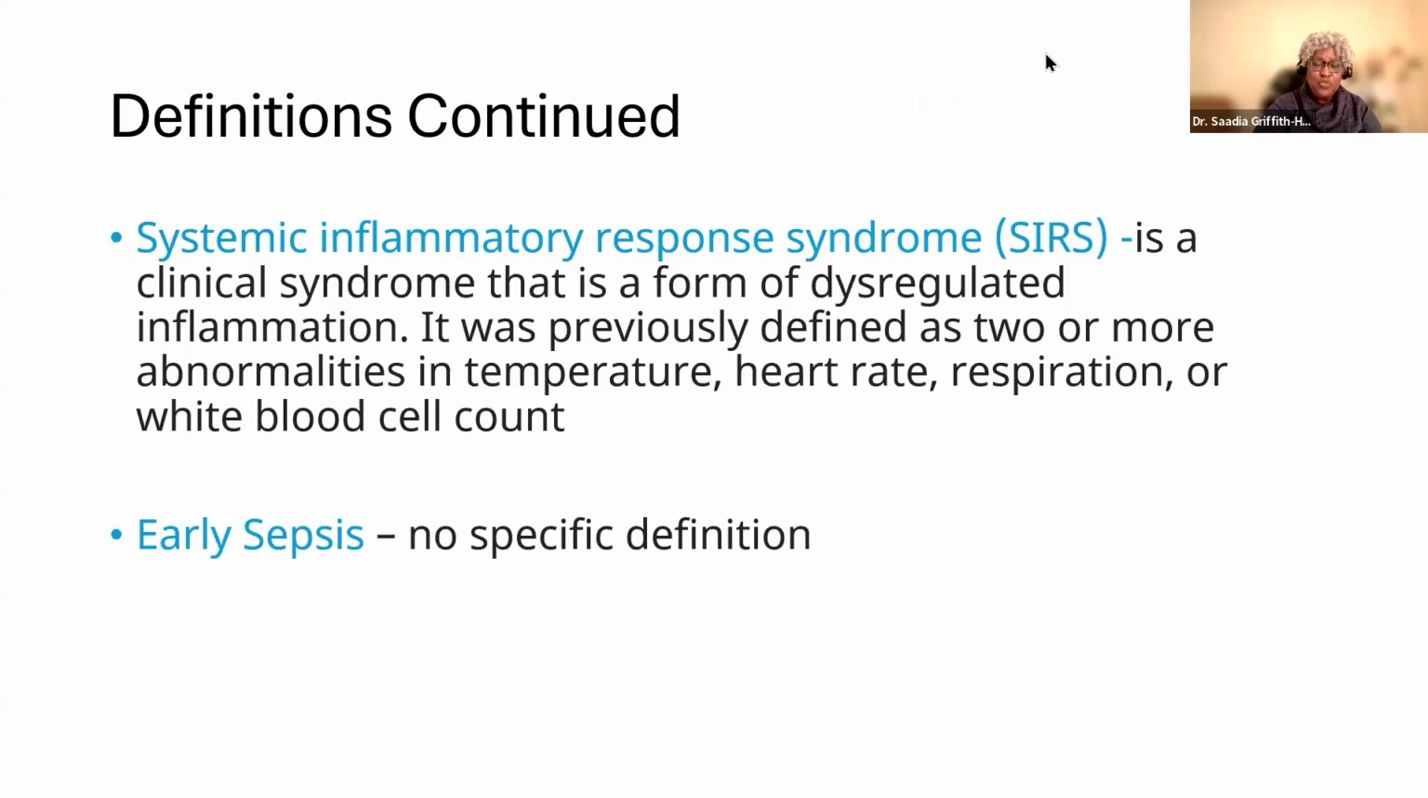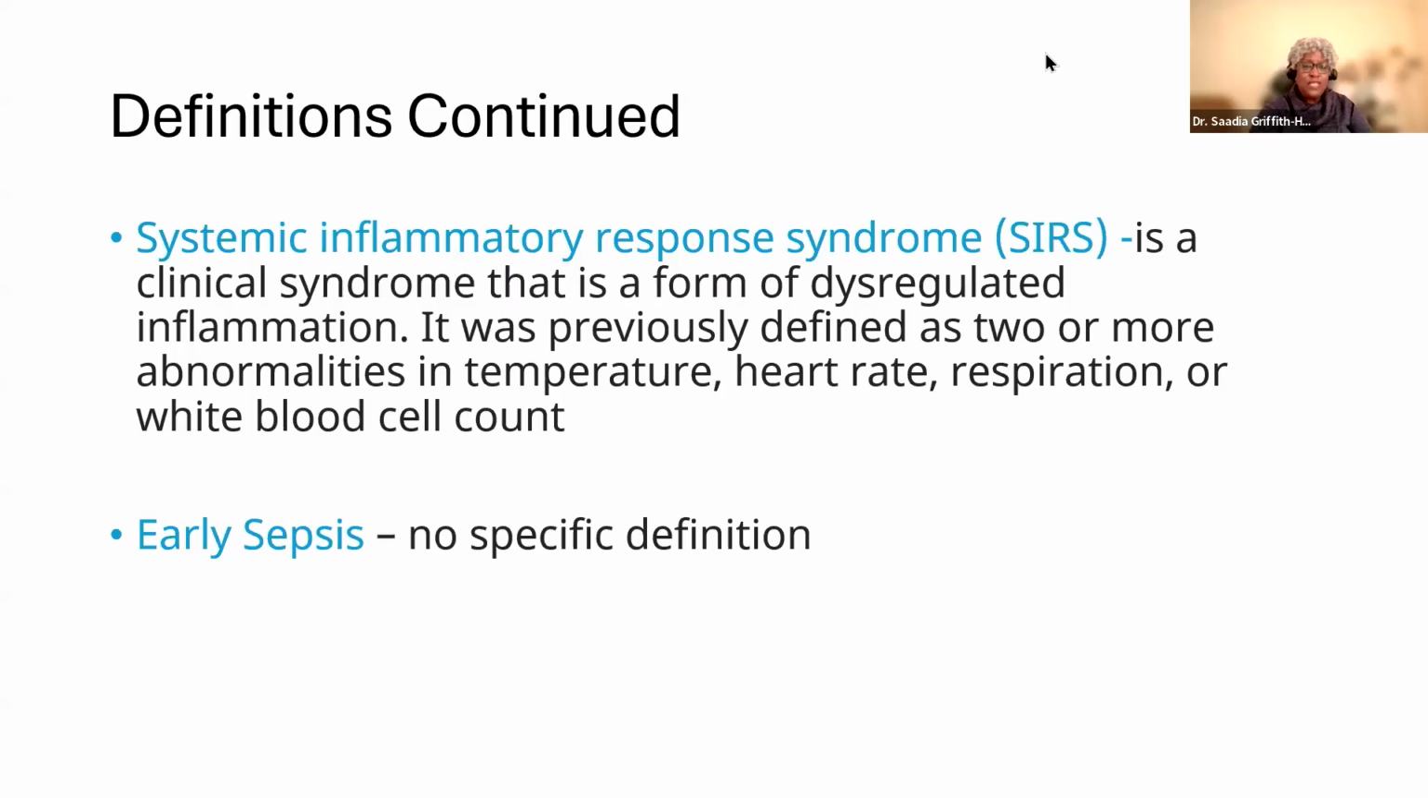The first definition, which some of us may be familiar with but which has sort of fallen out of favor, is the systemic inflammatory response syndrome, also known as SIRS. This is a clinical syndrome that is a form of dysregulated inflammation, defined as two or more abnormalities in temperature, heart rate, respiration, or white blood cell count. So that's what SIRS involved.